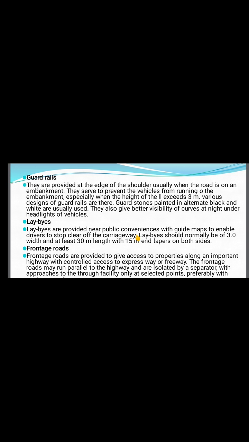You can usually see on highways that the road is at a higher level and the next ground is at a lower level. So there is a lot of difference between that road and the ground level. In case of emergency or accidents, the vehicle should not fall off. So these guardrails are provided, to some extent, so that at least the vehicle stays on that road. These guardrails are provided at the edges of the road.